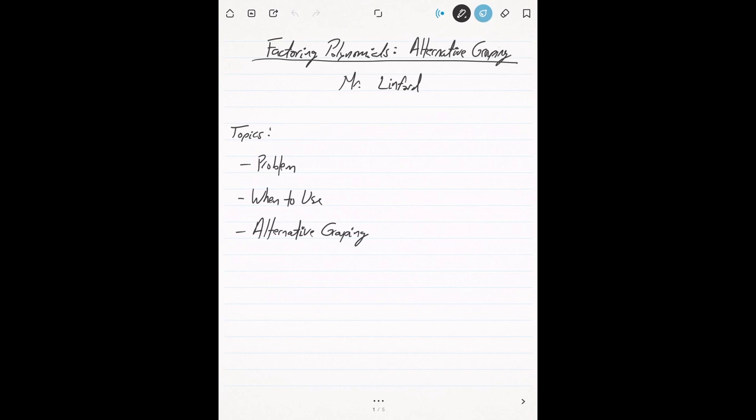In today's discussion, we're going to be continuing our previous topic of exploring the different ways of factoring polynomials. In particular, we're going to go back to an older technique we had, the technique of grouping, and we're going to look at a more alternative way of grouping four-term polynomials. We're going to first go over what the problem would be that we need to address with this new form. We're going to look at when to use this new form of grouping and really explore what it is.